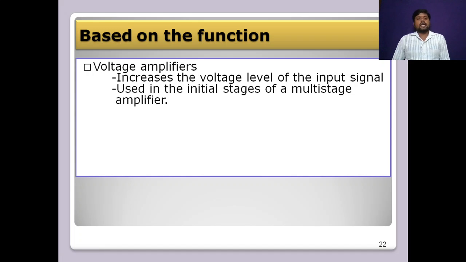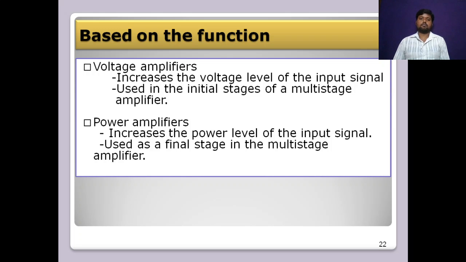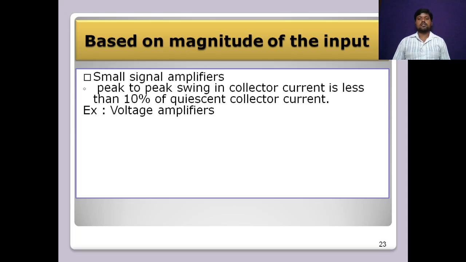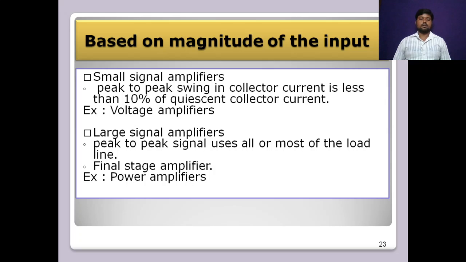And also we classify the amplifiers based on the function. There are voltage amplifiers and power amplifiers. Voltage amplifiers increase the voltage level, power amplifiers increase the power level of the input signal, which we are going to discuss in detail in the upcoming chapters. Okay, and based on the magnitude of the input, that is how much input we are giving to the input of the amplifier: small signal amplifiers and large signal amplifiers. Examples for small signal amplifiers are voltage amplifiers, and examples for large signal amplifiers are power amplifiers.